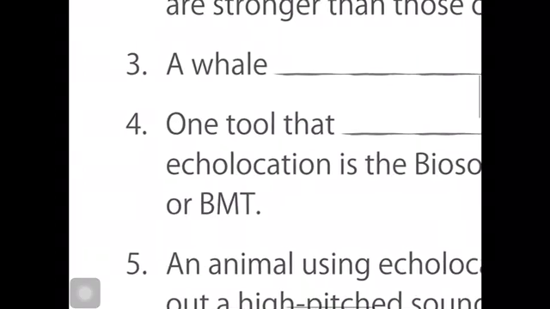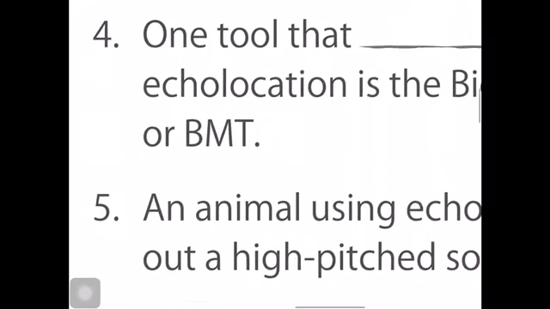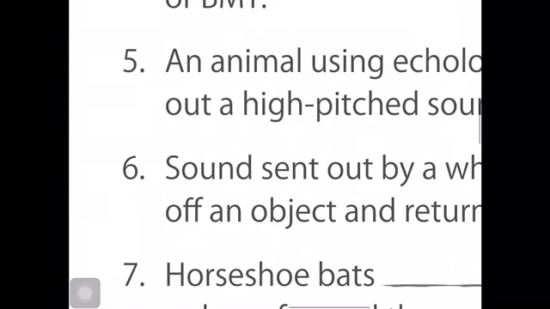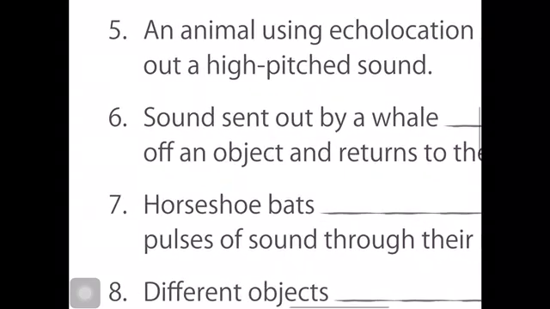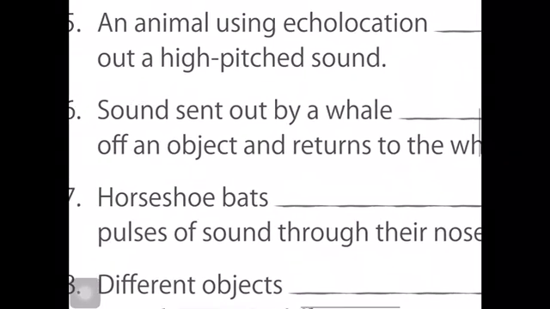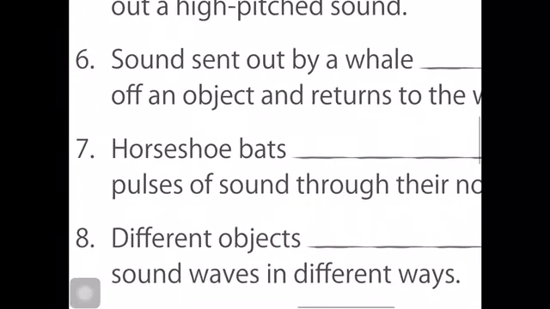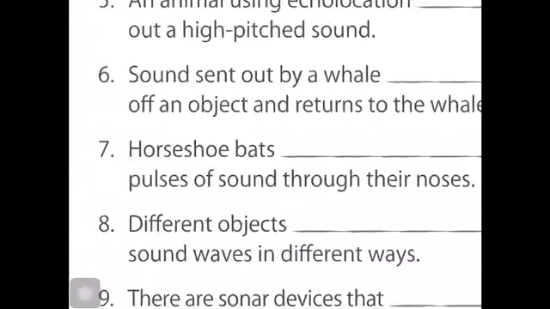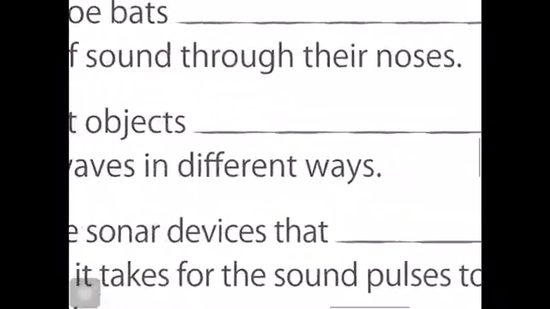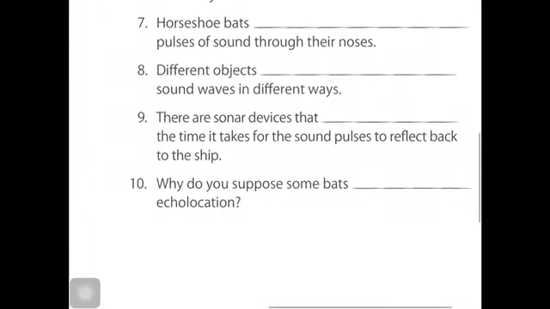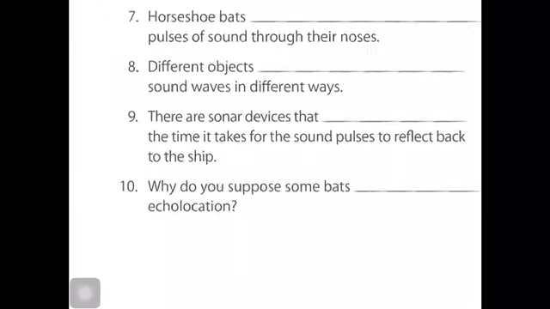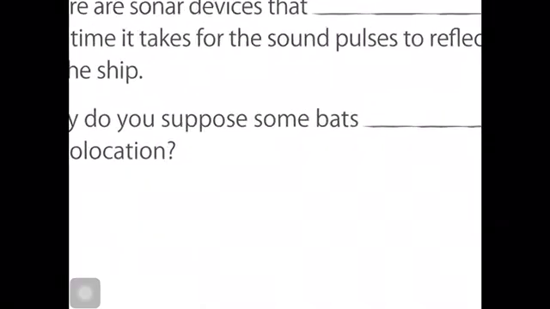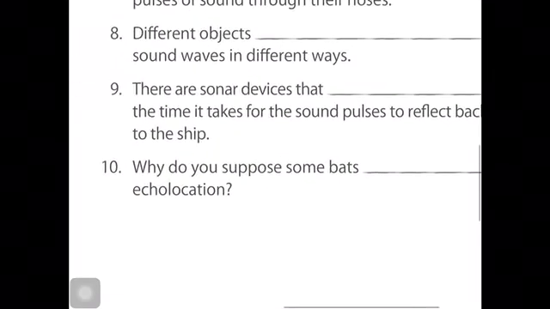Okay, one tool, singular: it. An animal: it. The sound: it. Okay, but by a whale, it. Horse's shoe. Bats, this is plural: they. Different objects, plural: they. There are sonar devices, plural: they. Why do you suppose some bats, plural: they?